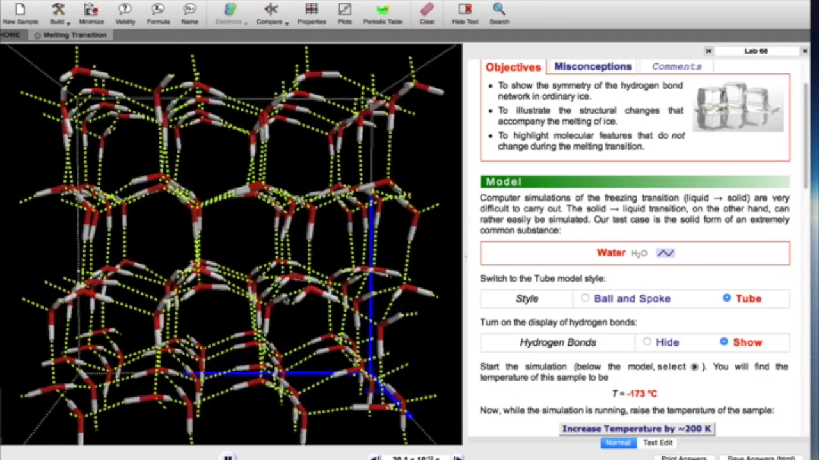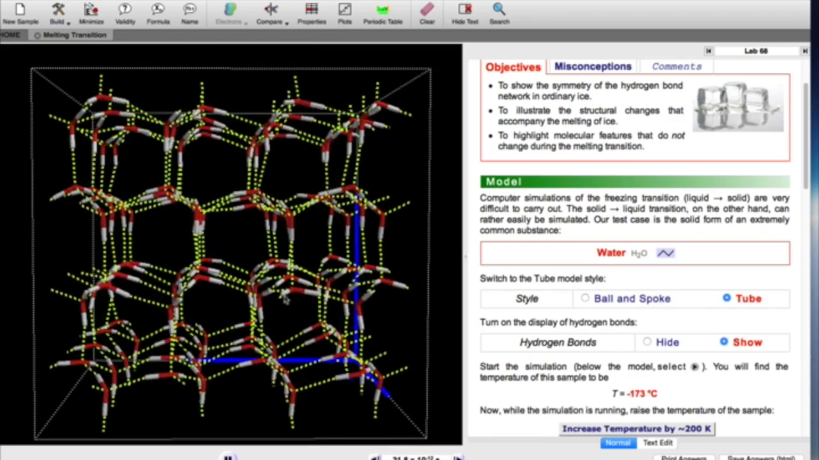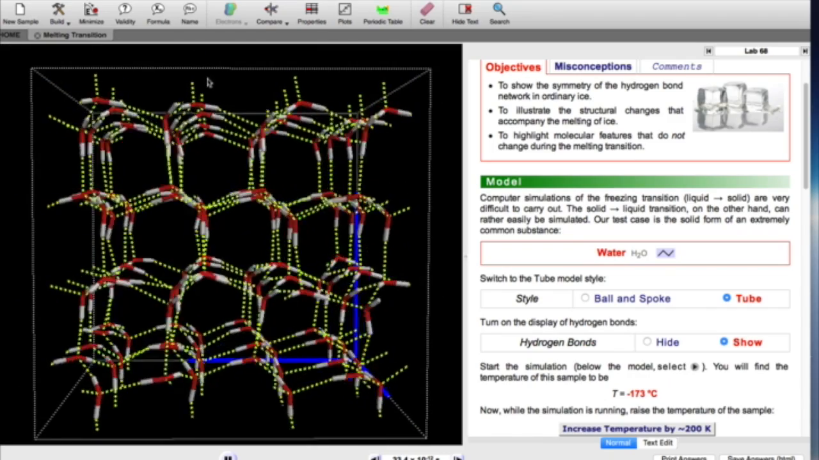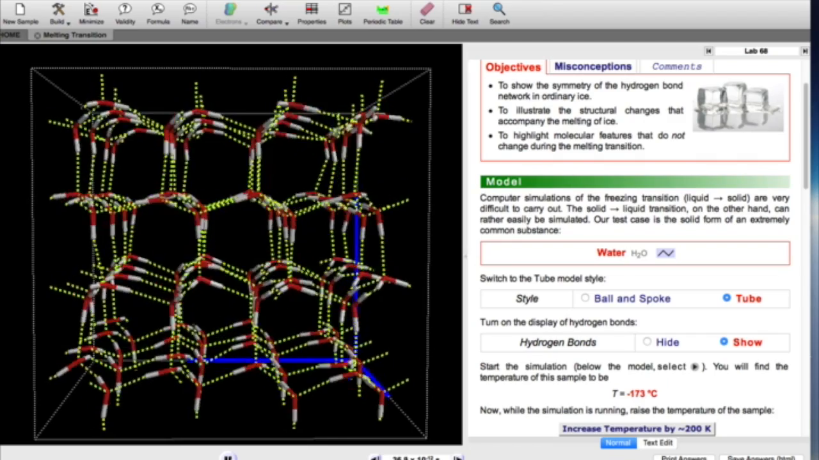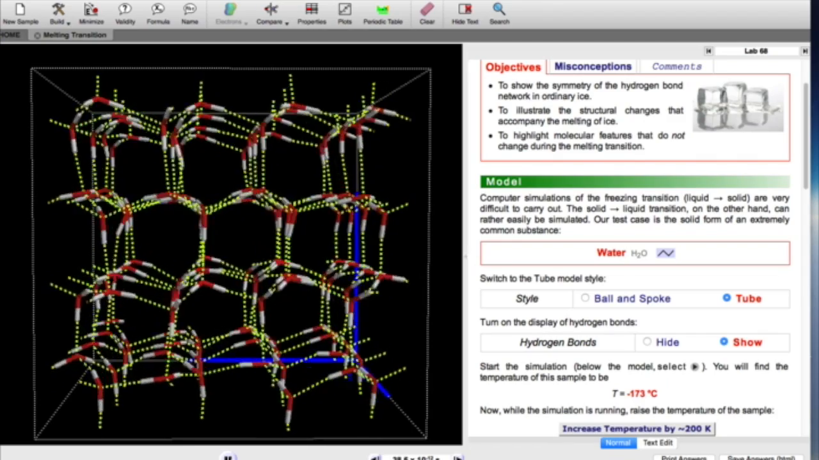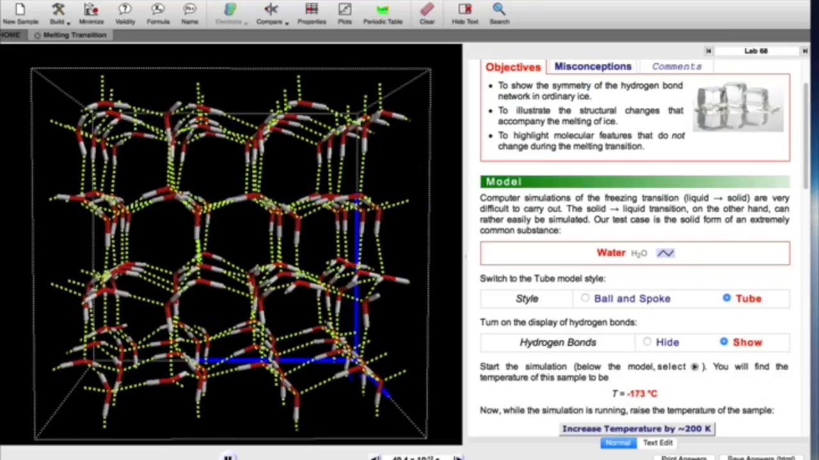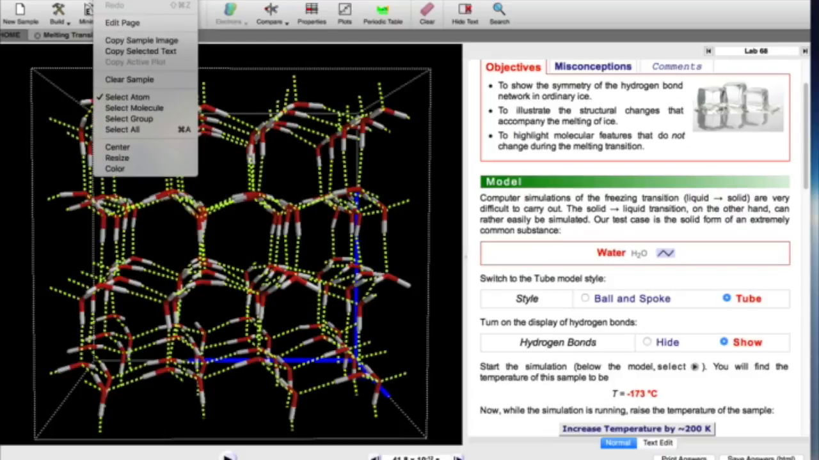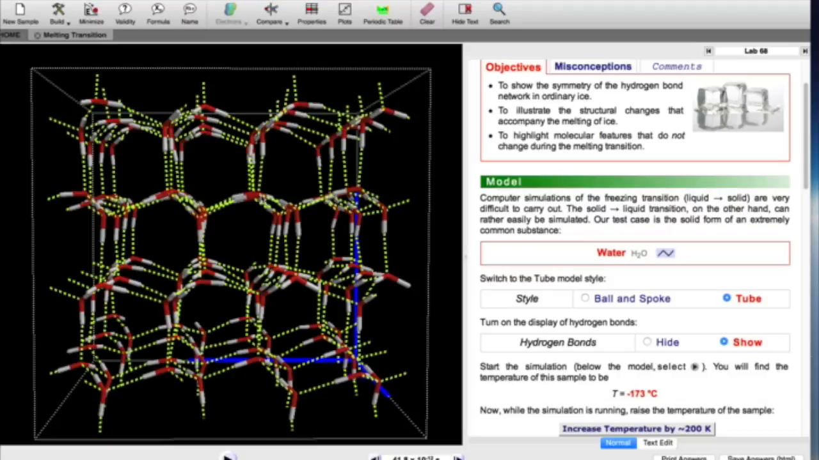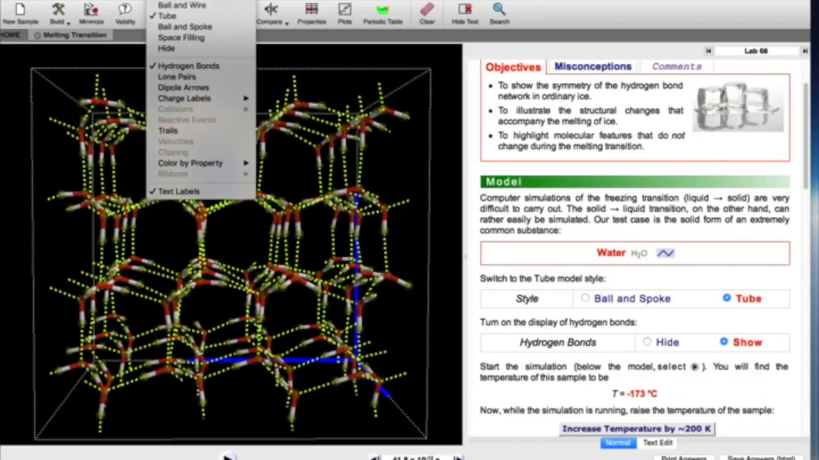Now, one thing we can do as an aside that's not specifically listed on the right hand side is that we can view this a slightly different way, and I like to do this quite a bit when we're looking at solids to emphasize to students that in the solid we really maintain that definite shape. So in order to do that, what I'm going to do is I'm going to go to view or edit, go to select group, and I'm going to select all the water molecules in the group. Then I'm going to hide them.